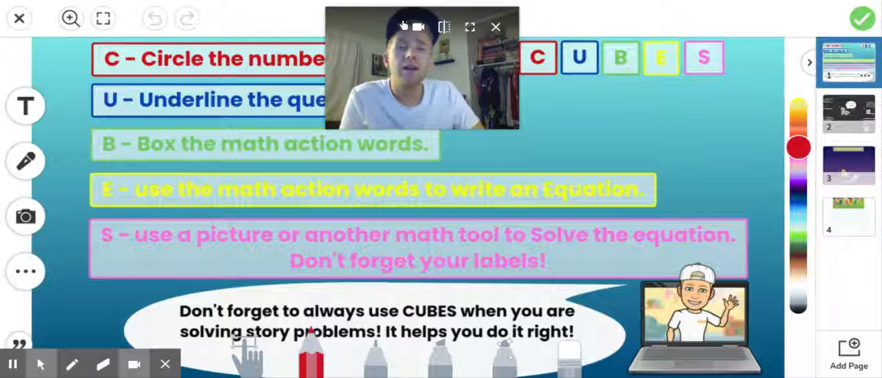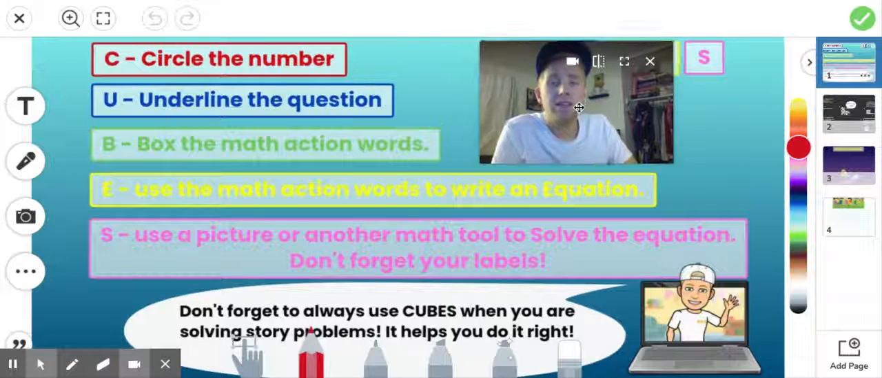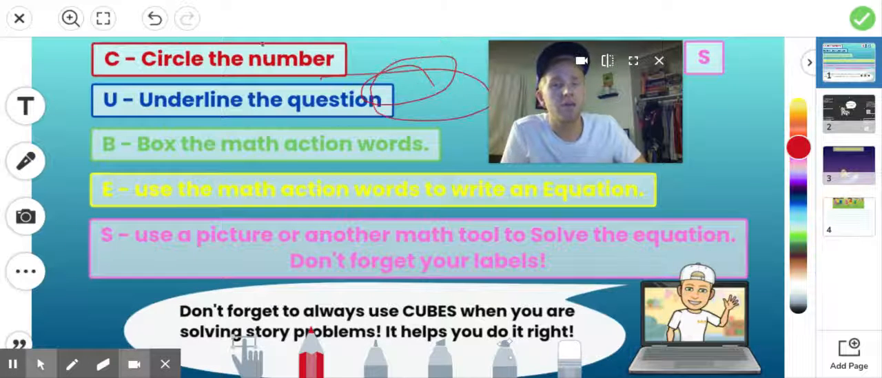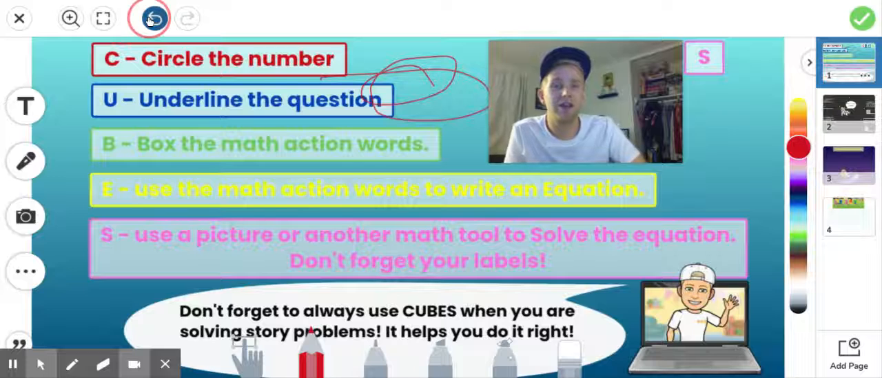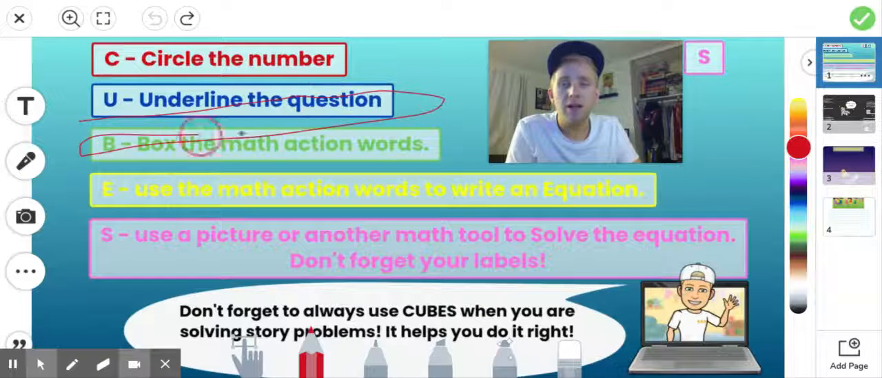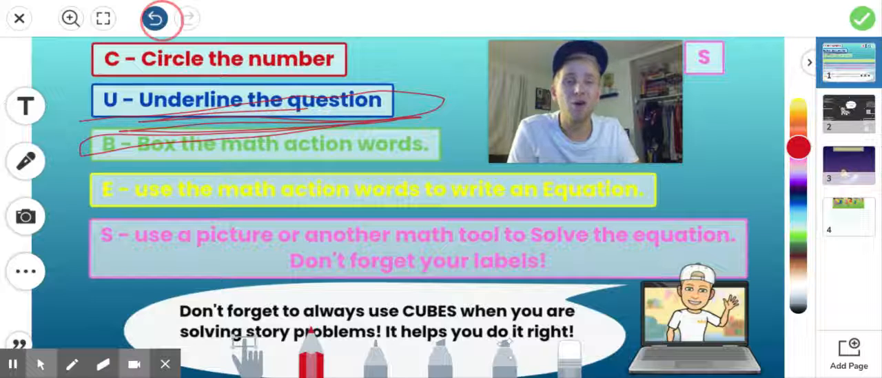Looking at our C, quick reminder that C stands for circle the numbers. I've drawn a big circle there for you. Let's get rid of that though, so we don't need it. But moving on, U, you underline the question. Put that underline under the question. It's important. It'll help you figure out what to do.